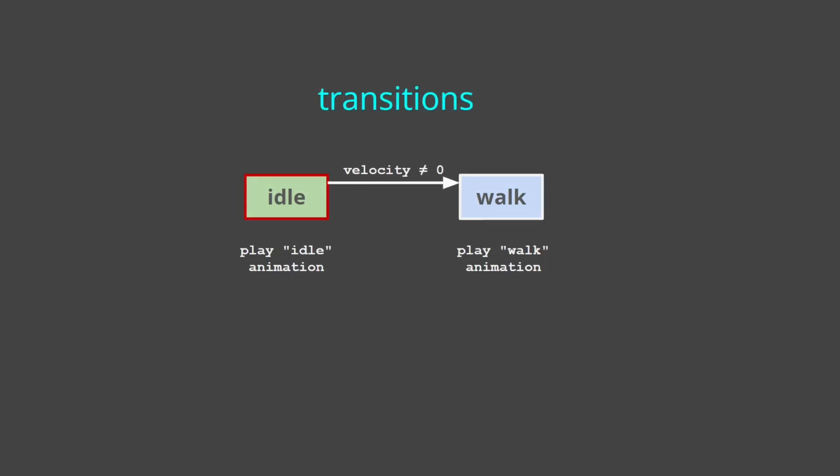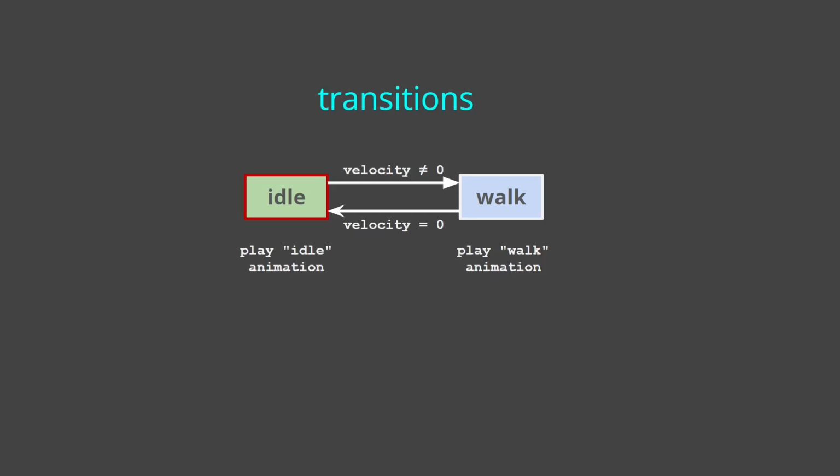Our first transition will be from the idle state to the walk state. The rule for that condition to be fulfilled is that velocity must be different than 0. Our second transition will be from the walk state back into the idle state. The rule for that condition to be fulfilled is that velocity must be equal to 0.